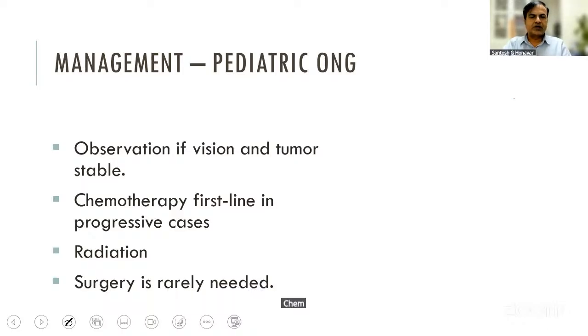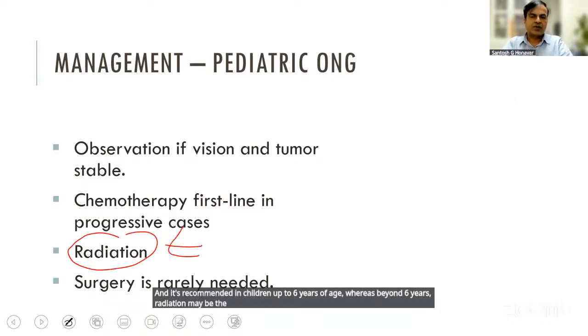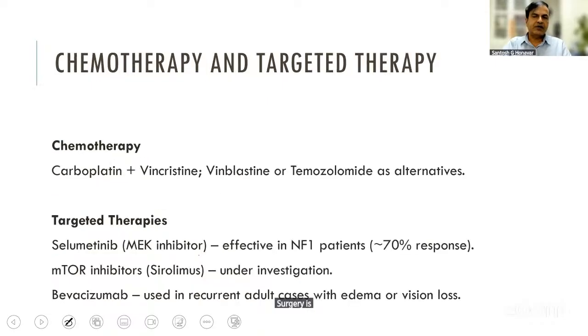Chemotherapy is the treatment of choice in any child under 3 years of age, and definitely one of the main considerations in any child who's under 6 years of age. So it's an absolute indication for every child who's under 3 years of age, and it's recommended in children up to 6 years of age, whereas beyond 6 years, radiation may be the treatment of choice. Surgery is rarely ever needed and it is only done in disfiguring proptosis.